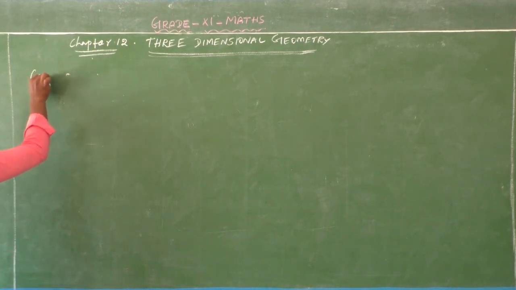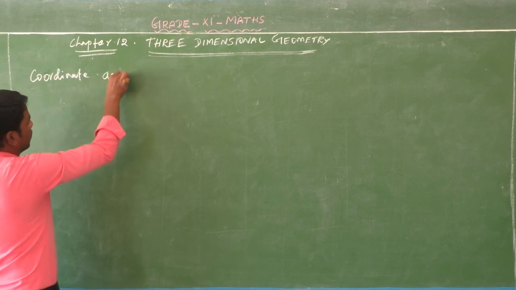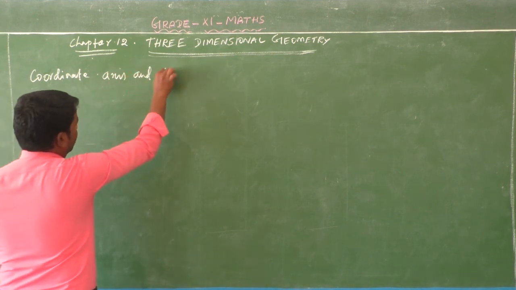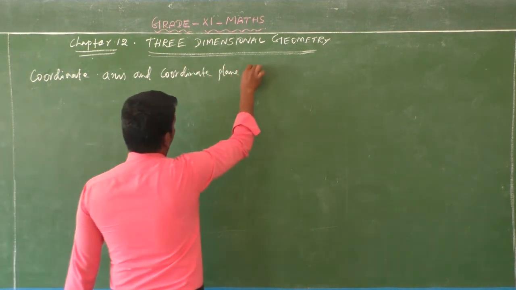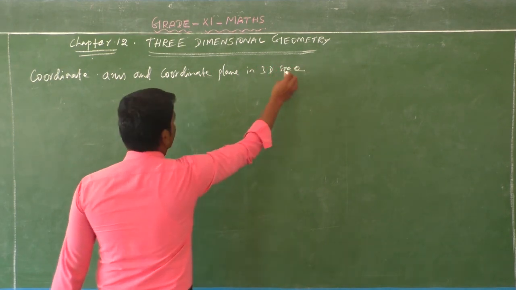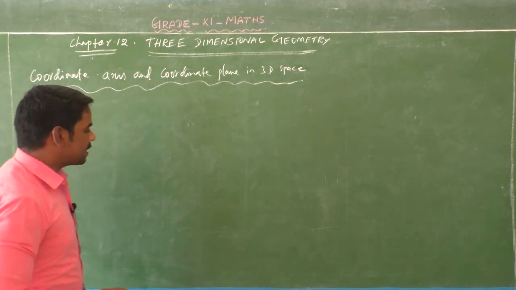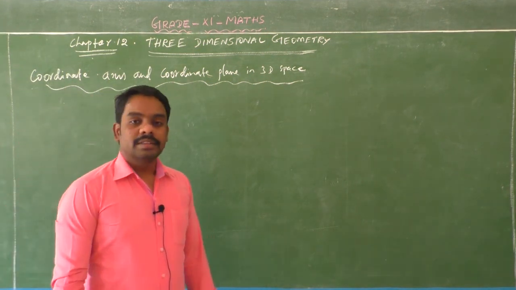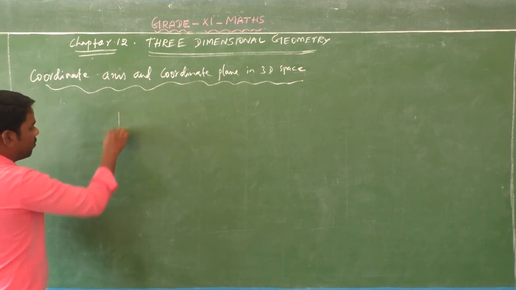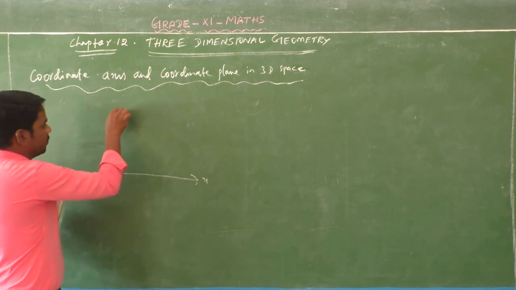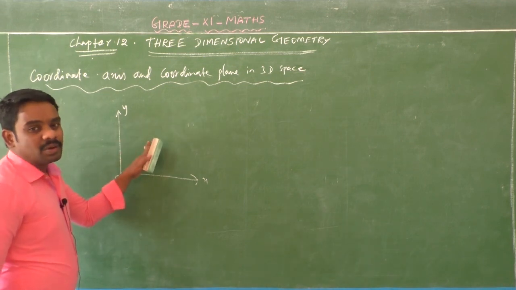Coordinate axes and coordinate planes in 3D space. Listen, let us consider three planes intersecting at origin O. First of all, you know the xy plane. This is the xy plane, and O is the origin. This face is the XOY plane.